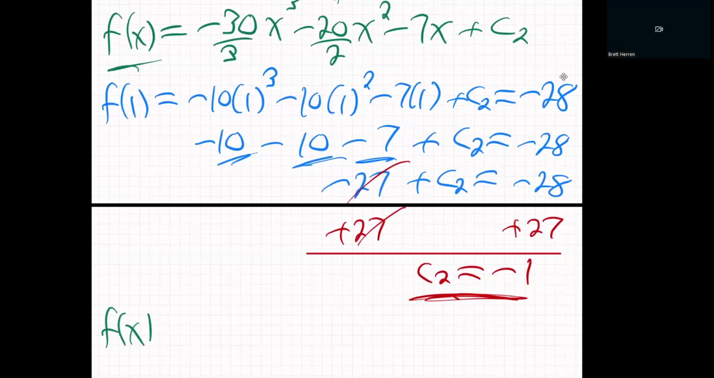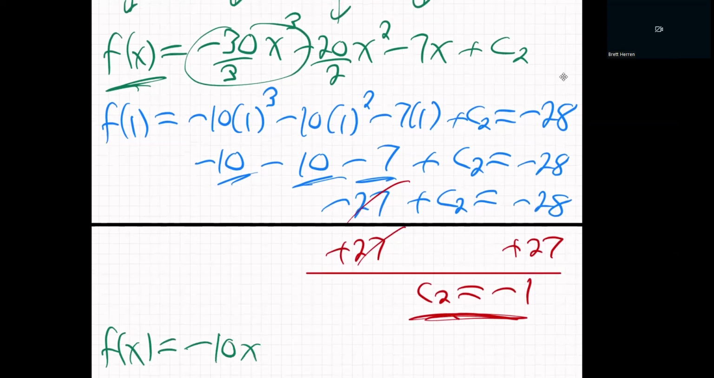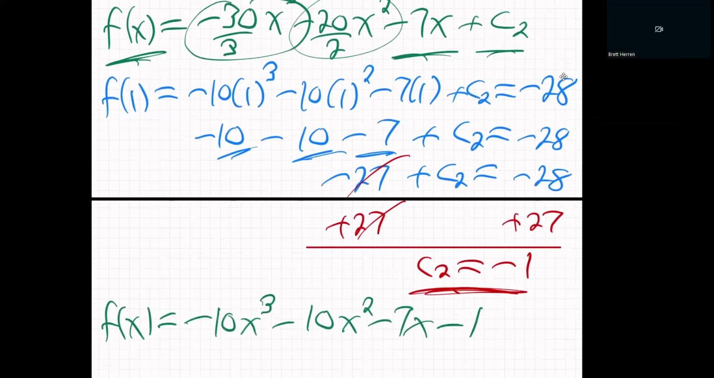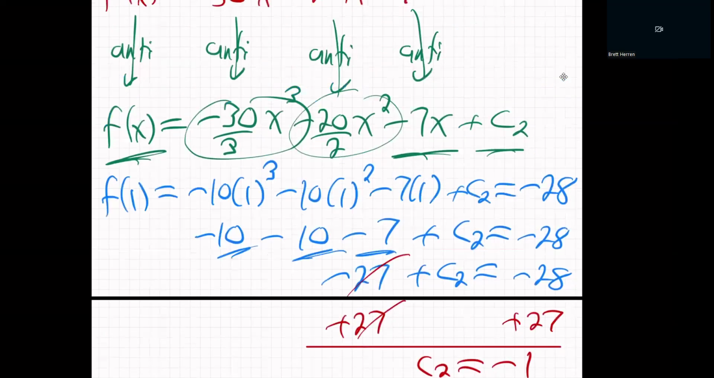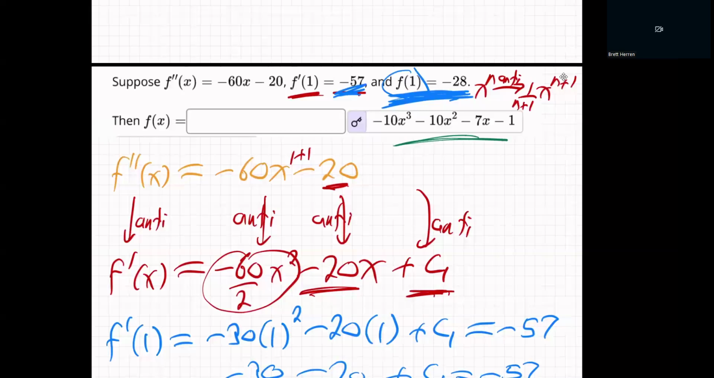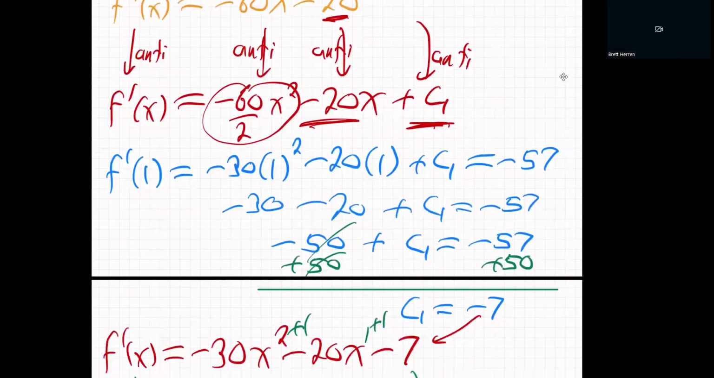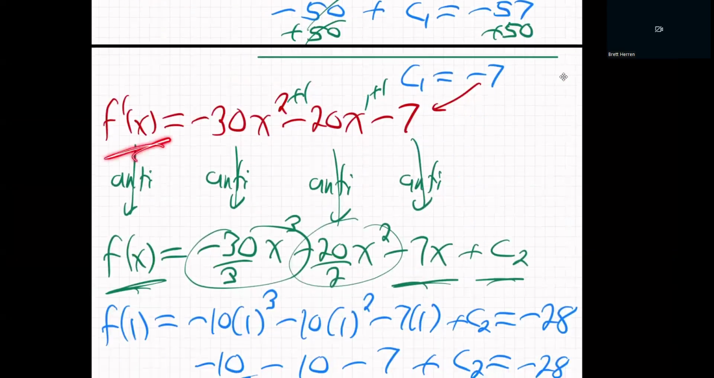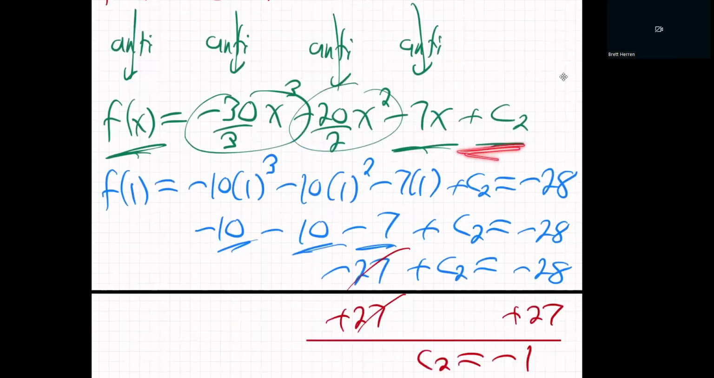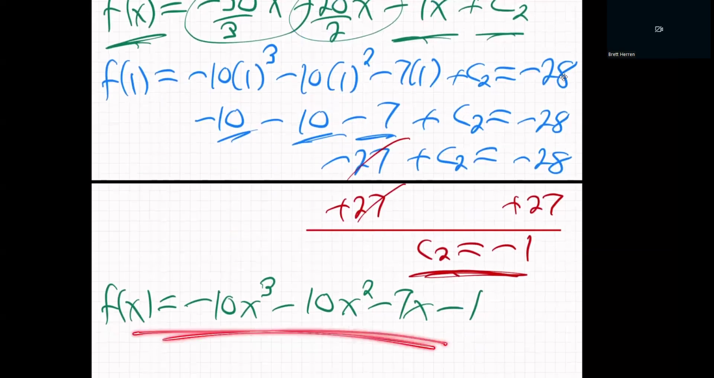So our function f of x, I'm coming back here, is this piece. That'd be minus 10x cubed minus 10x squared minus 7x plus constant 2, which means minus 1. There we go. Let's see if it's right. It's right. There we go. So what did we do? We did two antiderivative steps. From f double prime to f single prime and found constant 1 by plugging in the information. And then from f single prime to regular f and plugged in the information to find constant 2. And so there's our regular f function, two antiderivative steps. And there we go.